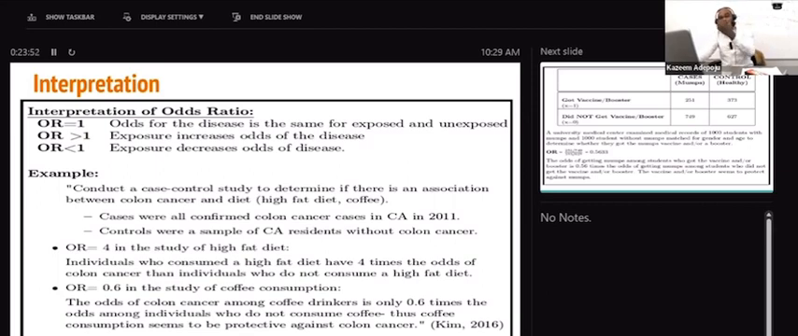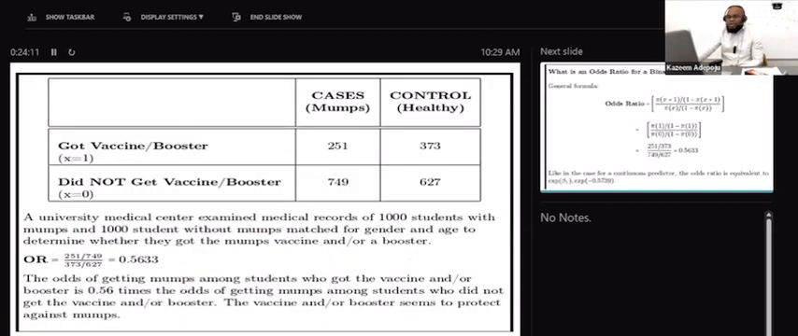Now, when the odds ratio is less than 1, say 0.6, we say the odds of colon cancer among coffee drinkers is only 0.6 times the odds among individuals who do not consume it. What I'm just trying to tell you here is for you to know how to interpret your odds ratio. Now, we have another example here where we have two groups, cases, those who have mumps, and those who are healthy.